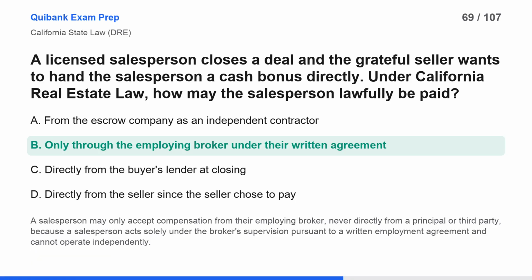The answer is B. Only through the employing broker under their written agreement. A salesperson may only accept compensation from their employing broker, never directly from a principal or third party, because a salesperson acts solely under the broker's supervision pursuant to a written employment agreement and cannot operate independently.